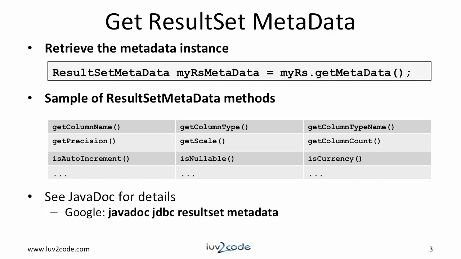ResultSet metadata can give you information about your result set. So to get started with database metadata, you must first retrieve it from the ResultSet object. This is accomplished by calling ResultSet.getMetadata. Then once we have the metadata object, we can call methods on it to get the column names and types, also check to see if a column is auto-increment, and also if a column is nullable, and so on. There are a lot more methods available. See the Java doc for details.